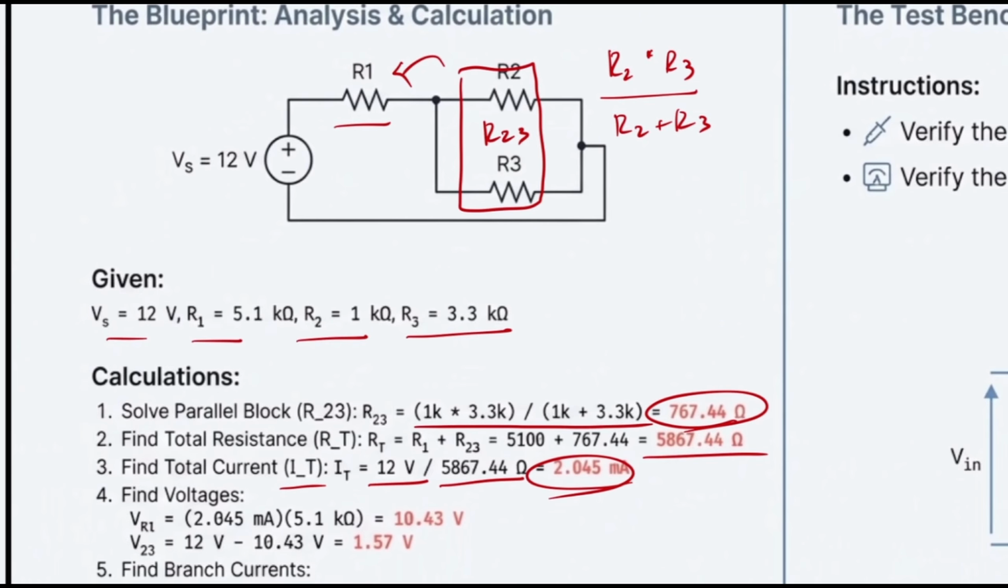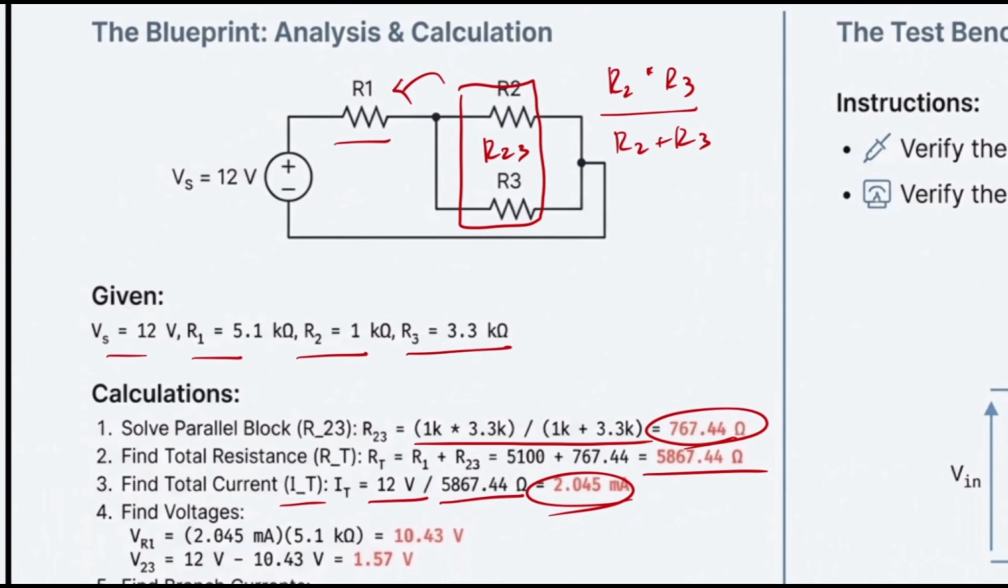Am I done? Obviously not. The question also asks for the current and voltage for each side. So in order to find the voltage of this one, I need to find the current. Since I have the I total, the only thing I have to do is VR1 equals I total times R1.